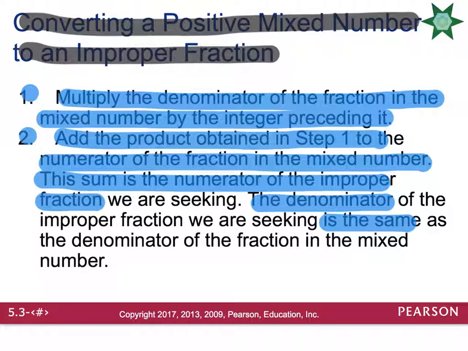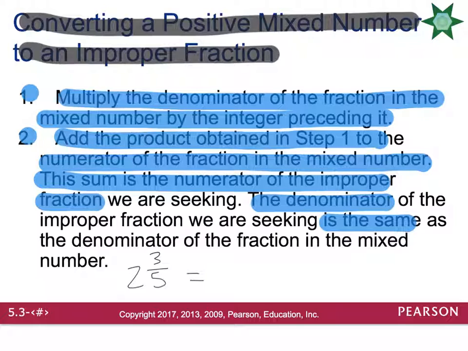So for example, let me just do one real quick. 2 3/5. I would start by multiplying the 5 times the 2. The reason we can do that is because each one of these wholes is 5/5. I have 2 wholes, and each of those is 5/5. So if I multiply this, I get 5 times 2, which is 10/5. So that's going to go up here.